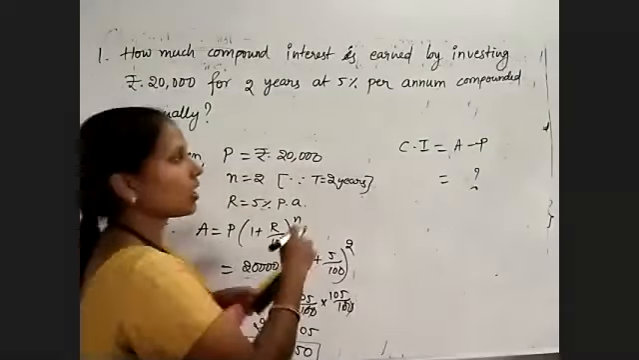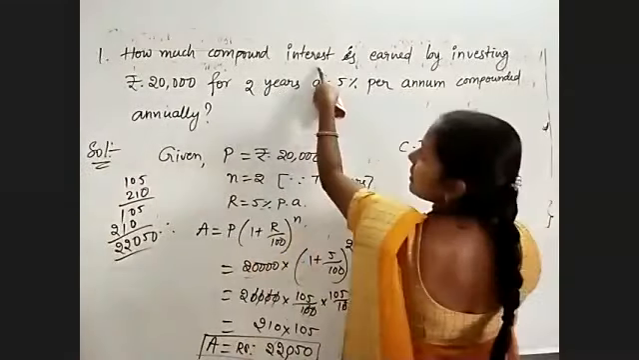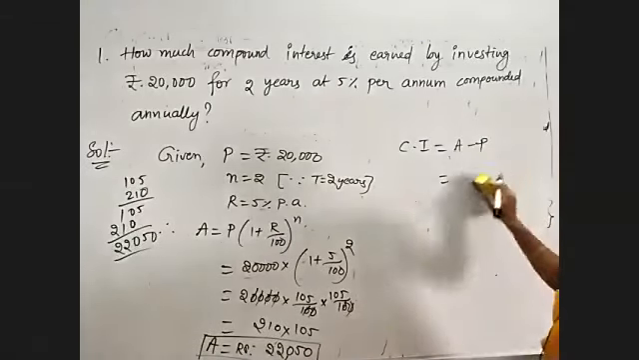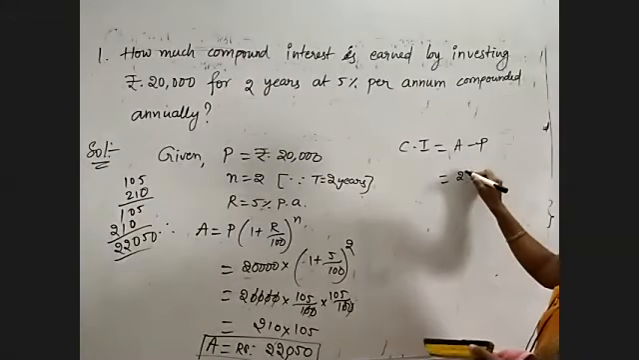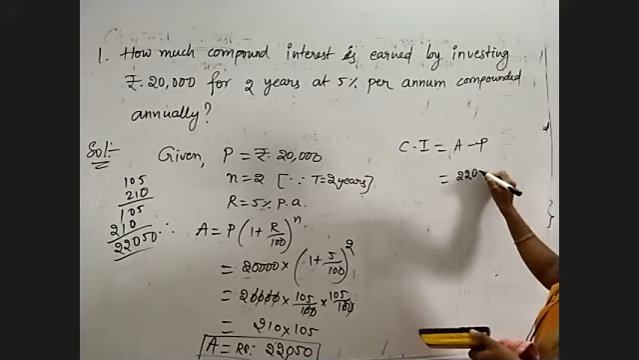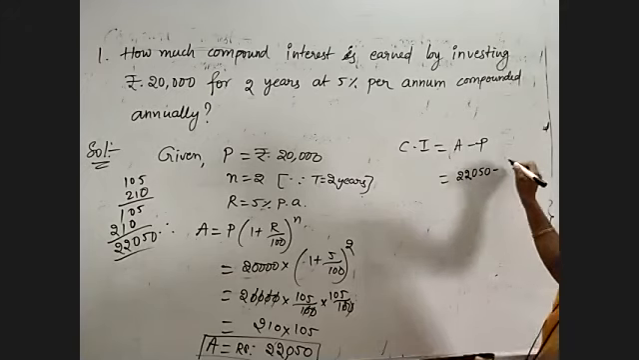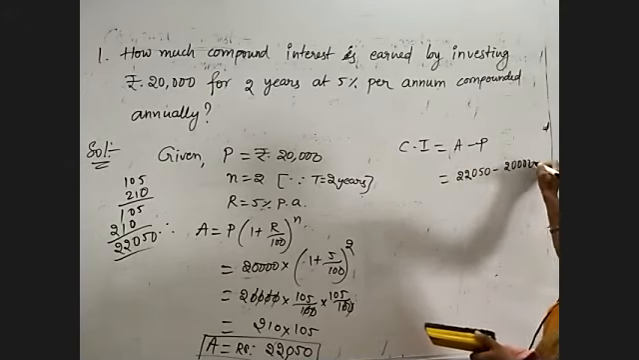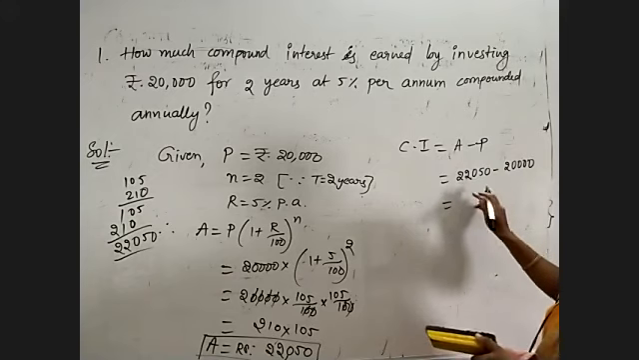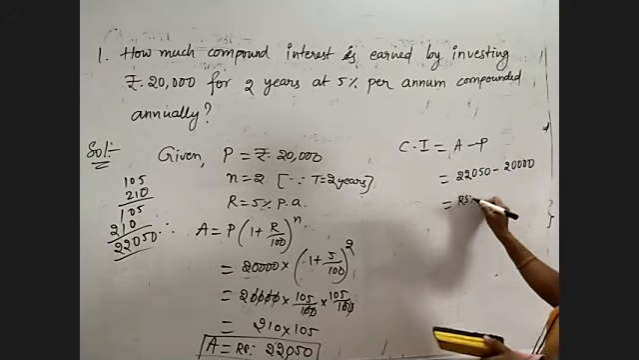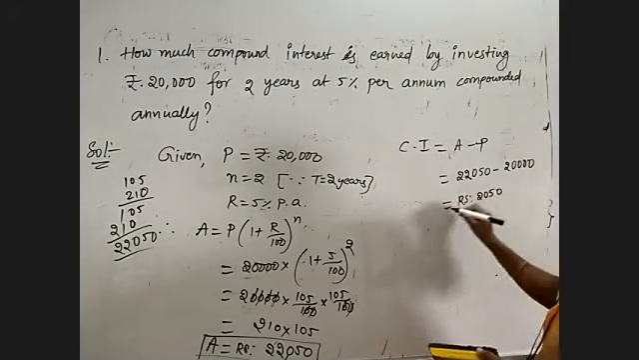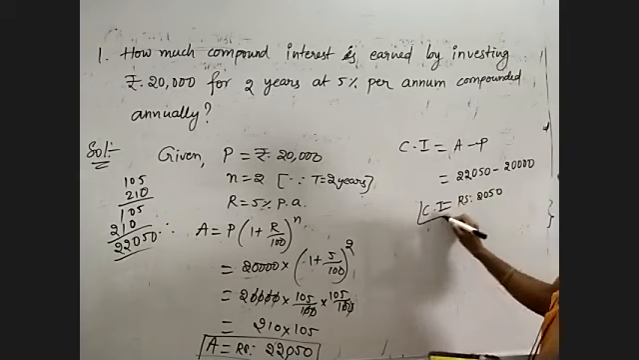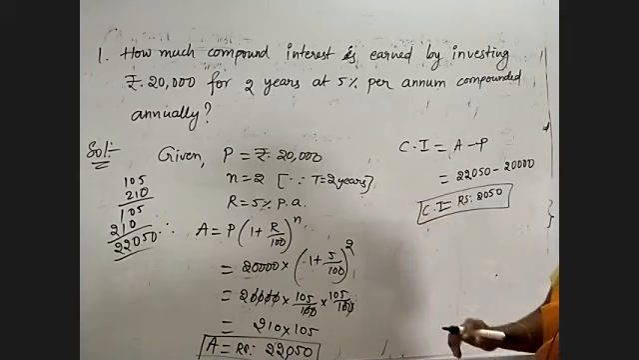22,050 rupees is the amount. But we want compound interest, so amount minus principal is equal to 22,050 rupees minus 20,000. So how much interest are we getting? 2,050 is the difference. So compound interest is equal to 2,050 rupees.